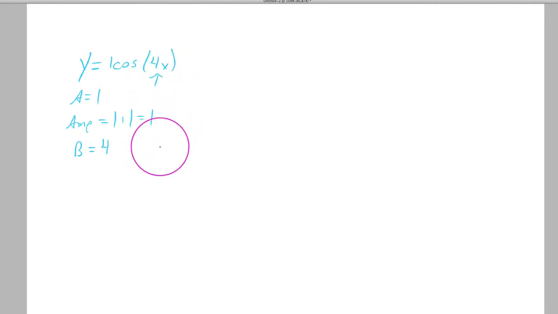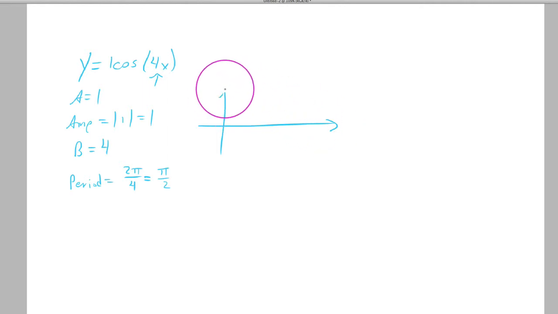If the b value is 4, the period is the normal period of cosine, which is 2 pi, split up 4 ways. That'll be the period of this graph, so pi halves. If we were going to sketch a graph of this, here's what it would look like. We'll go out one period past 0. In this case, the period is pi halves. We'll cut this in half. Half of pi halves is pi fourths. We need to label this one. We'll cut this half in half.